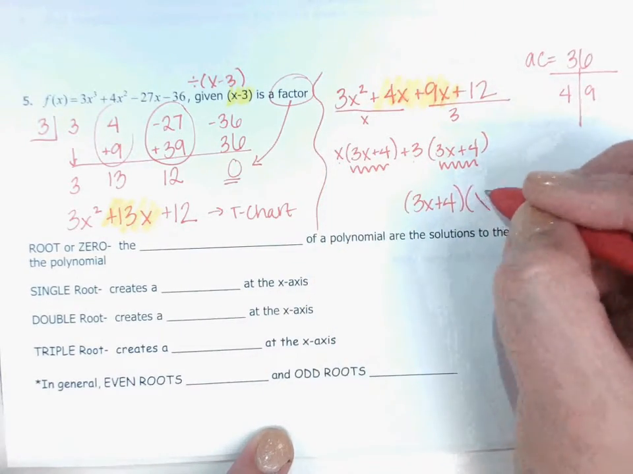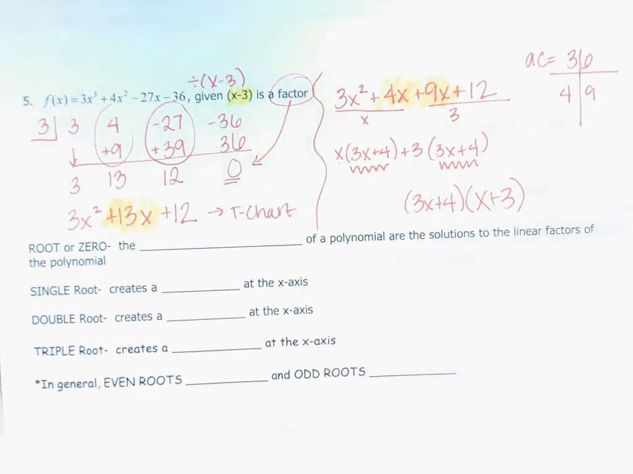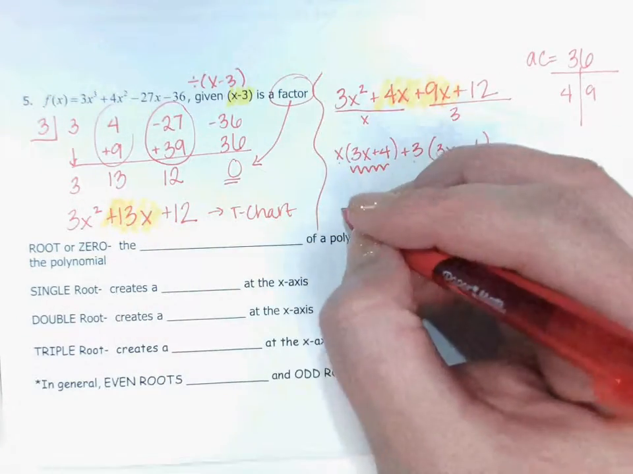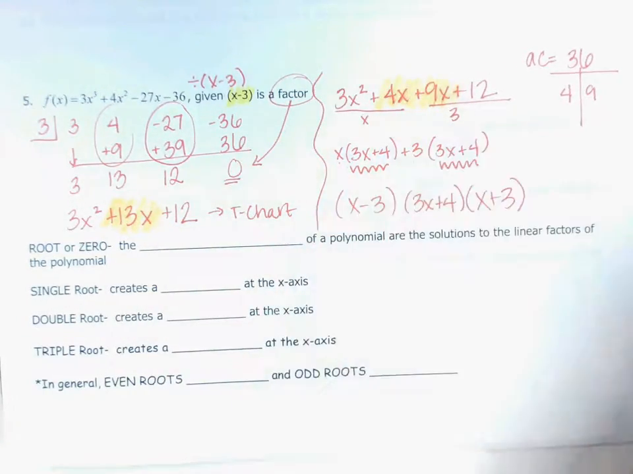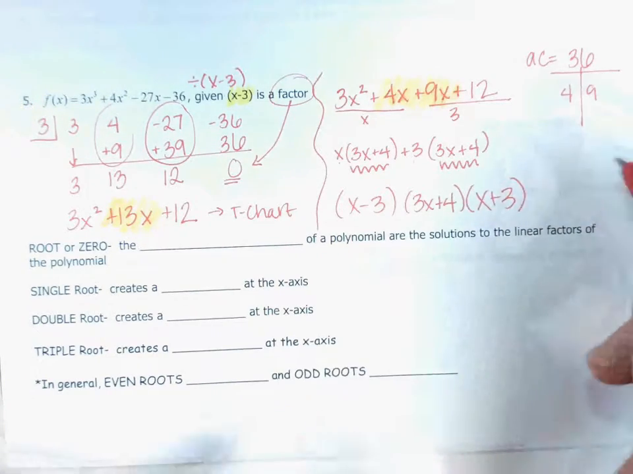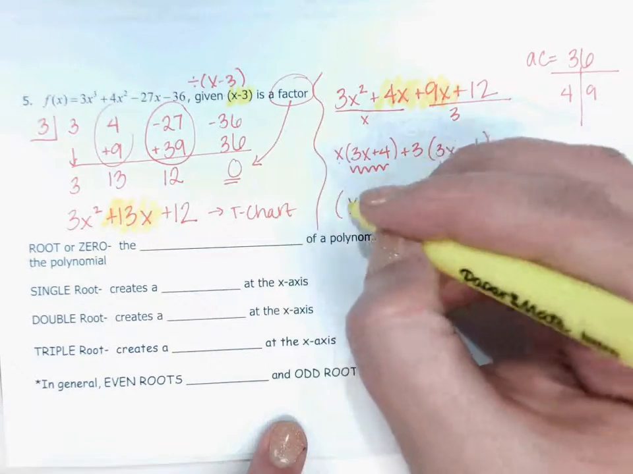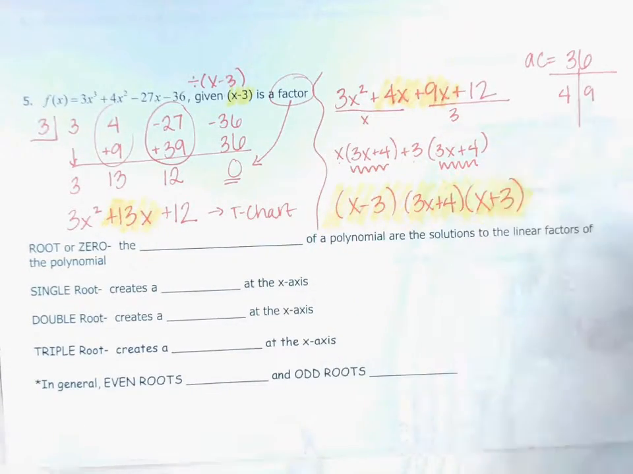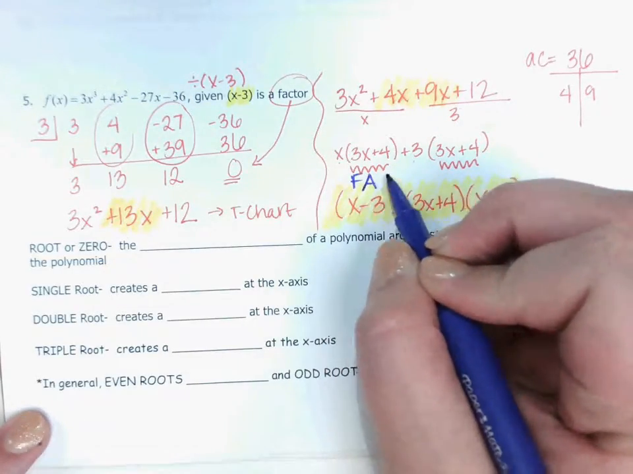X plus 3, good. Okay, now, from there, what is the factor that I already divided out at the very beginning? Remember up here, x minus 3, so list that guy too. Okay, so this is called factored form, because all of your equation is broken down into parentheses. So that's called factored form.